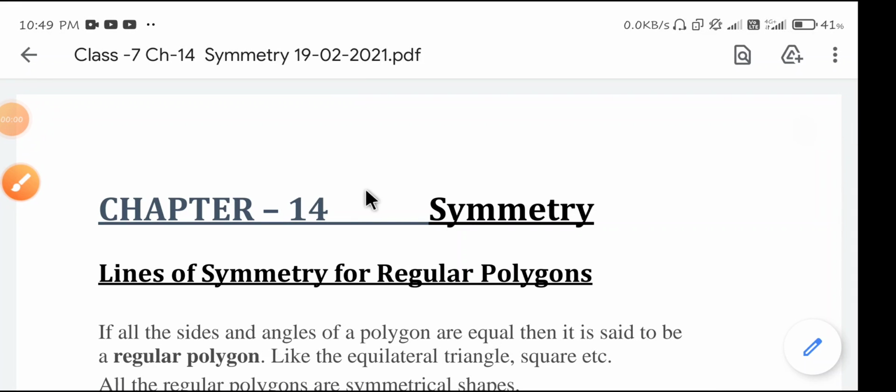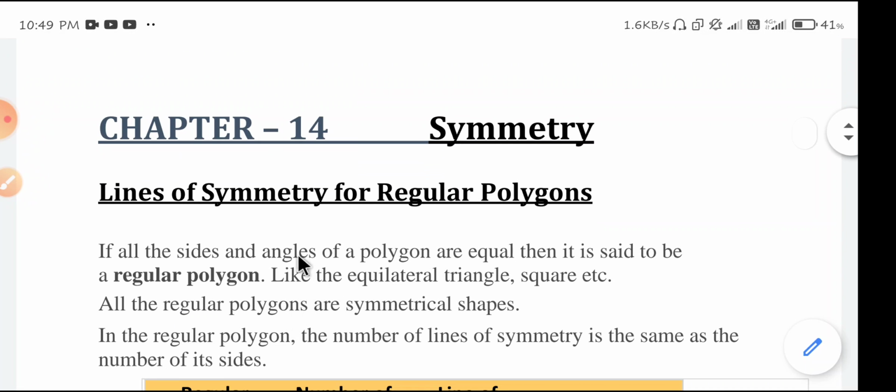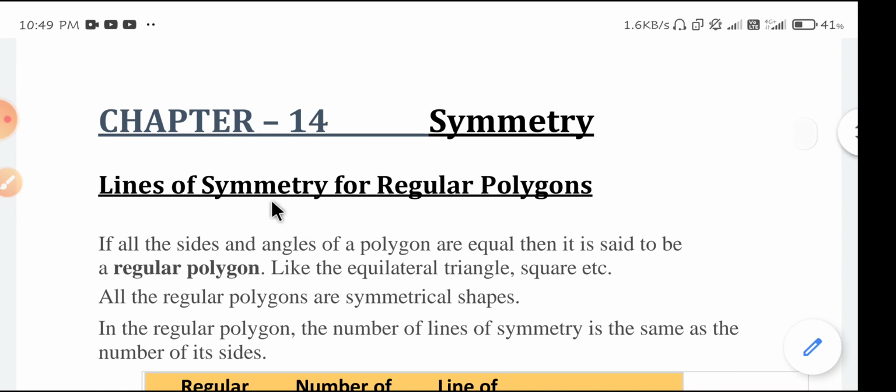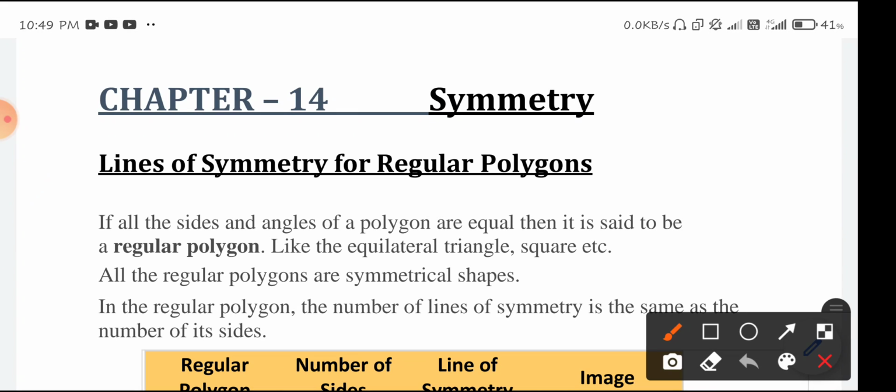Everyone. So let us see chapter 14, that is symmetry. So what do you mean by symmetry? First of all, symmetry means a plane figure which is identical on both sides of a line, and it is said to be symmetrical about that line, and the line is called axis of symmetry or line of symmetry or the mirror line. So symmetry means, for example, any shape you can take, like a rectangle.